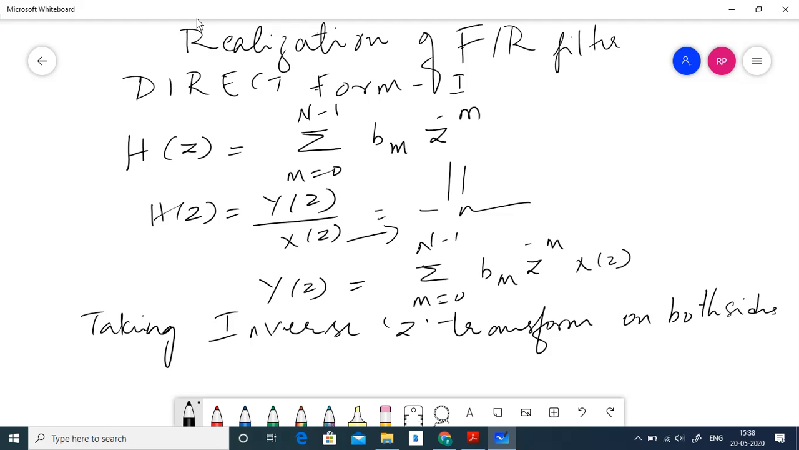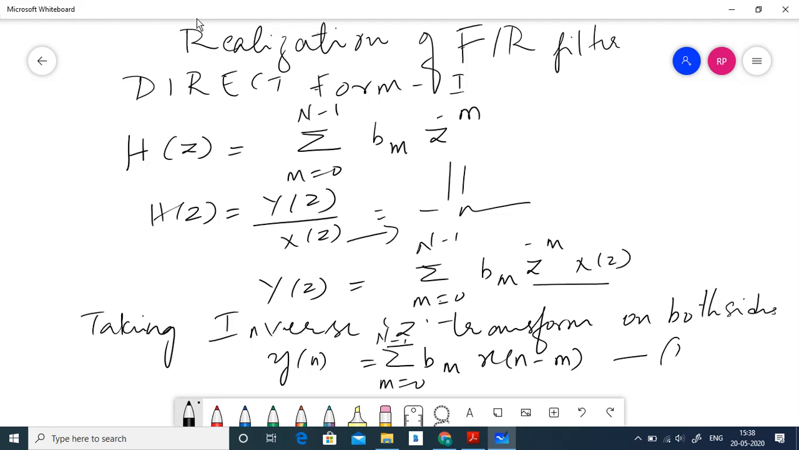So we get, what is the inverse z transformation of Y(z)? It is y(n), and that is equal to b_m x(n-m). See here, b_m is a constant. I'll retain that constant as it is. The inverse z transformation of X(z) z^-m is x(n-m), and this summation part I'll keep as it is, that is, summation m varies from 0 to N-1. I call this equation number 1.